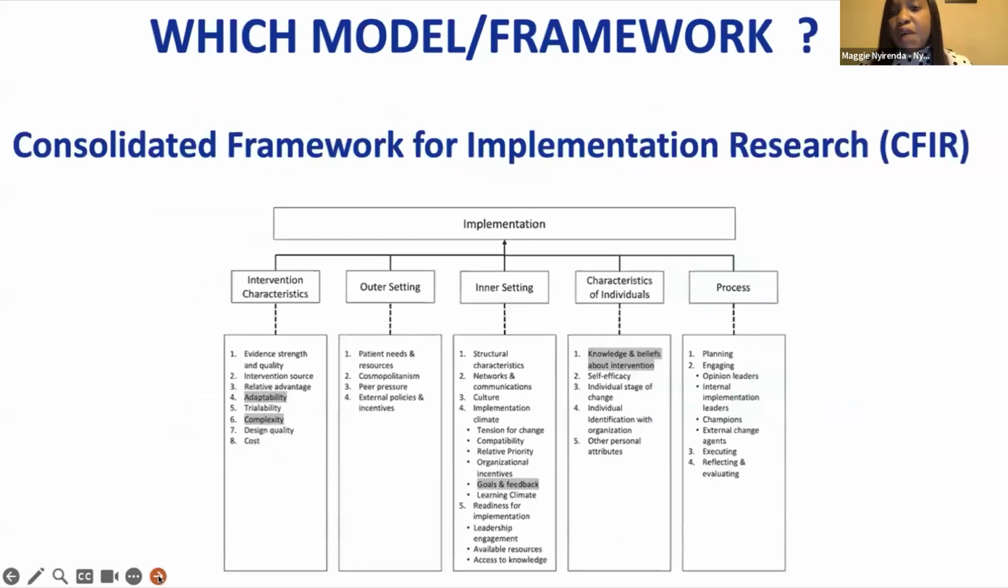Next slide. I could have also used CIFA, which Eleanor mentioned, because it looks at intervention characteristics, which I've studied: sensitivity, specificity, and looked at the evidence that was already out there. I also looked at all these other parameters: the patient characteristics, the outer setting, the inner setting, the health facility, readiness for implementation, communication, and a few other things. So these were all models, or frameworks, I could have used. Next slide.